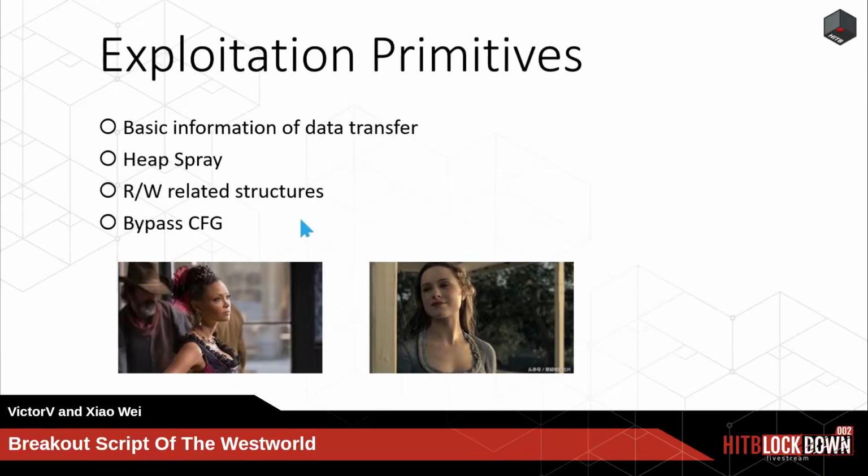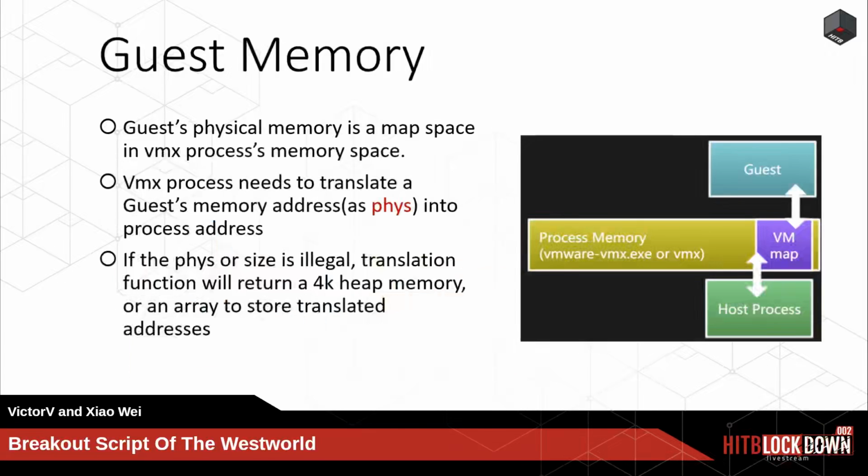When we find a bug, we should exploit it. But before we do that, we have to understand how a VMX process accesses the guest's memory. Then I will introduce a way to heap spray, a way to read and write data between the guest and host process, and a way to bypass CFG on Windows 10. Guest memory.